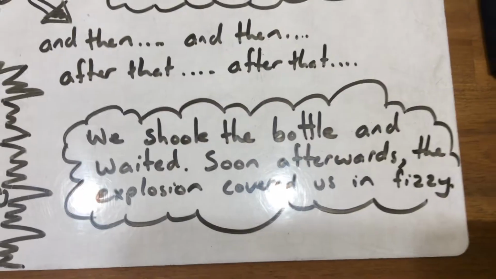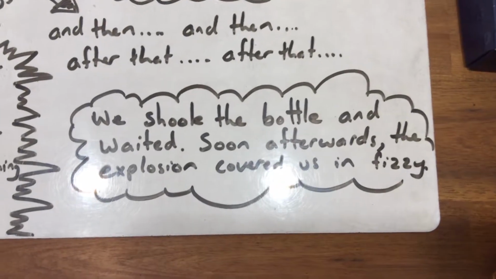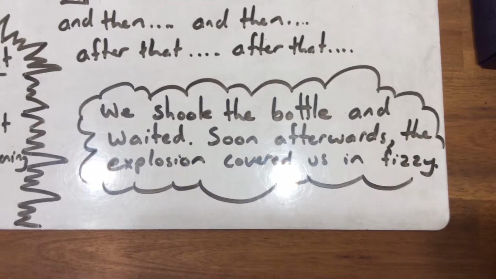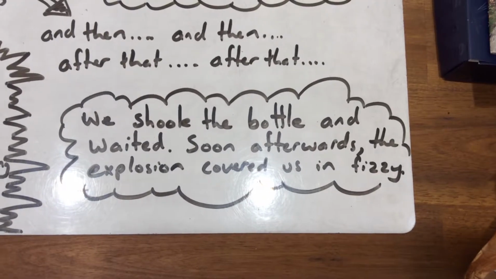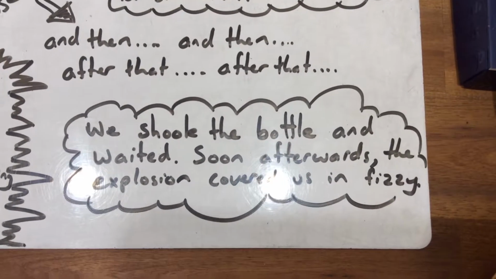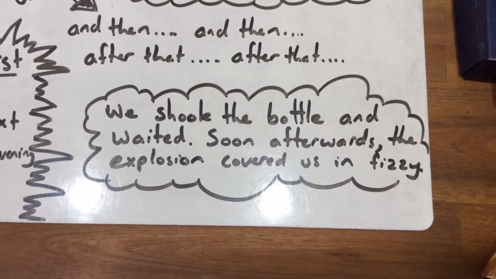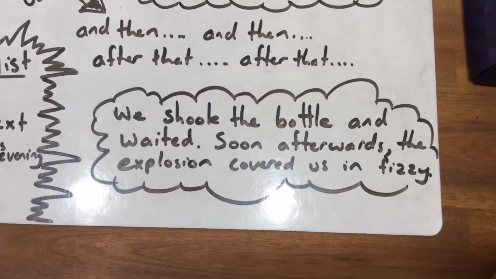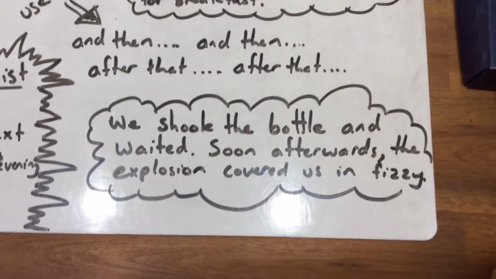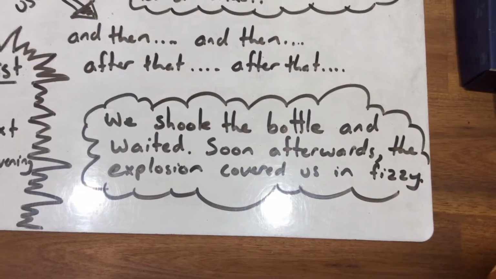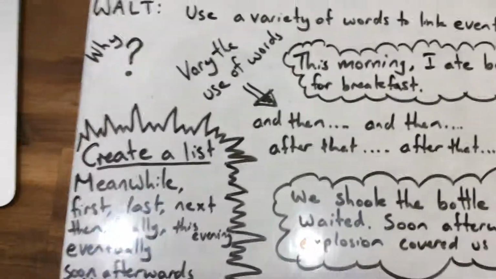Okay, so we've got another example here of it in use. We shook the bottle and waited. Soon afterwards, the explosion covered us in fizz. So in the middle there you can see "soon afterwards" is the time connective that I used to join the two events together. Okay, so we shook the bottle and waited, and then we came back and the bottle exploded and covered us in fizz. So that's time connectives in a nutshell.